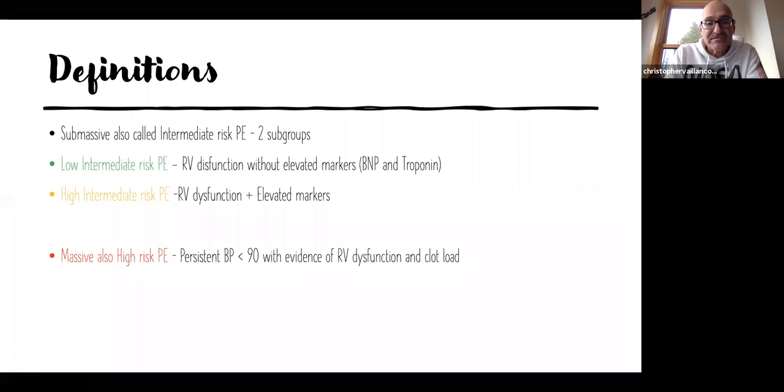Thirdly, I think everybody knows this really hasn't changed since the beginning of time. Massive or high risk PE is persistent hypotension, systolic blood pressure below 90 with evidence of right ventricular dysfunction and clot load. Again, as David said to me the other day on Sunday, people who come in with hypotension don't have a paper stamped on their forehead saying I'm having a massive PE. So there has to be a clinical correlation.